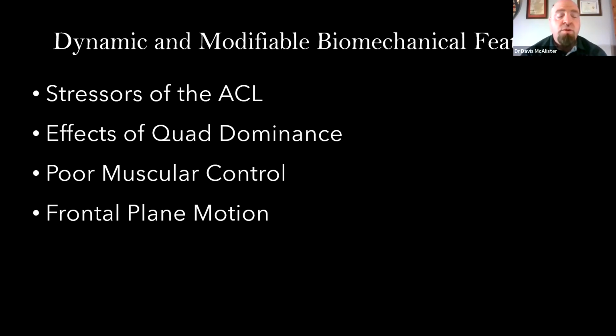Also, poor muscle control. Muscle control is not just in the legs. We're also talking about core muscle control, being able to control braking and stopping and redirecting, being able to use our core.